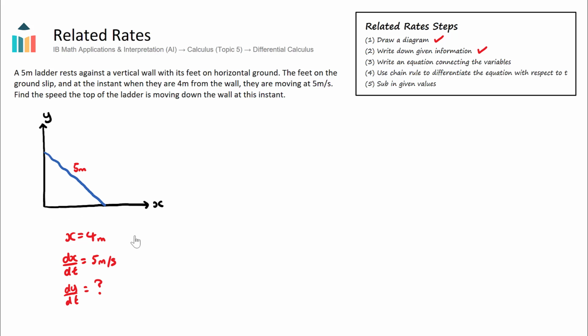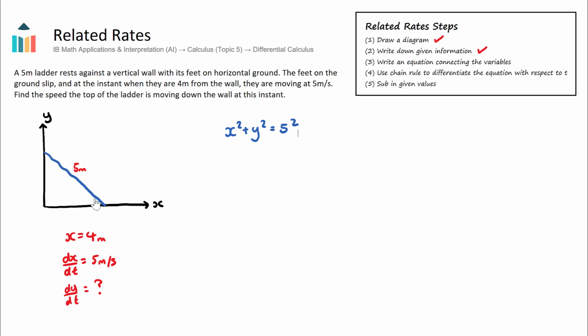So if I want to write down an equation that connects x and y, let's do that over here. I know that x squared plus y squared will always equal 5 squared in my example here. It doesn't matter if the ladder is very close to the wall, or if it's quite a long way away from the wall. Because we always have a right-angled triangle here, we know that the x distance squared plus the y distance squared will equal 5 squared.